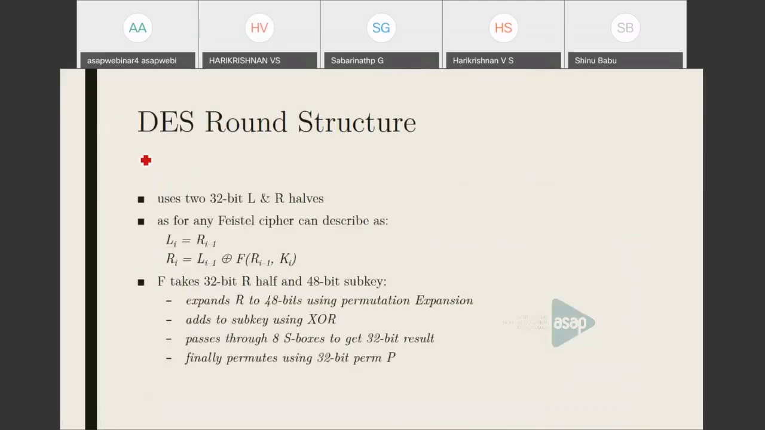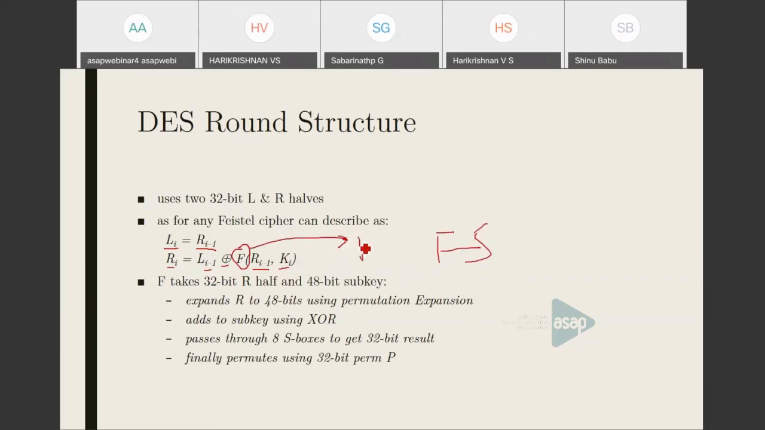Okay, we have already seen the round structure. The left half for a particular round is going to be the right half of the previous round. The right half is the previous right half, processed with the round key, and XORed with the previous left half, which gives the current right half. So whatever the Feistel structure said, this is exactly the same thing that happens inside the data encryption standard.